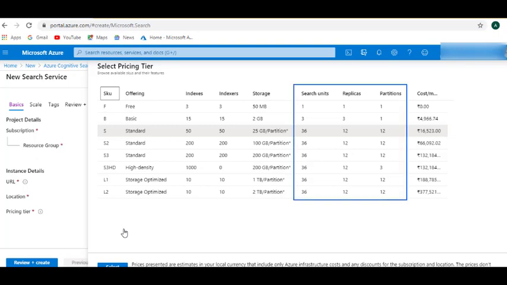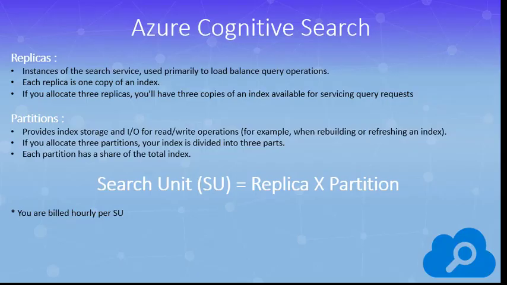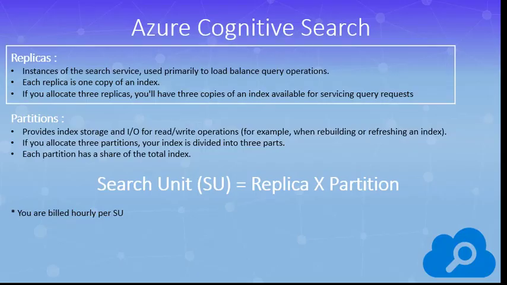Let's take a minute and discuss about what are search units, replicas, and partition. So, what are replicas? First, replicas are the instances of the search service used primarily to load balance query operations. Second, each replica is one copy of an index. And third, if you allocate 3 replicas, you will have 3 copies of an index available for servicing query request.